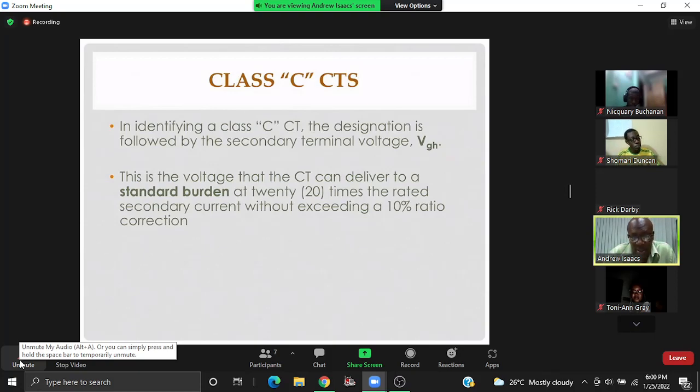Now, class C CT is designated by C, followed by the secondary terminal voltage. And that voltage is VGH. Now, what you need to be able to do is to determine or identify VGH. All right? Before we get to that, this is the voltage that the CT can deliver to a standard burden at 20 times the rated secondary current without exceeding a 10% ratio error. That's a big offer. Let's break it down.